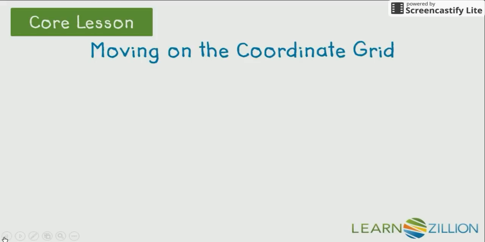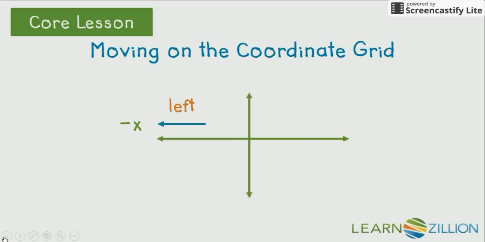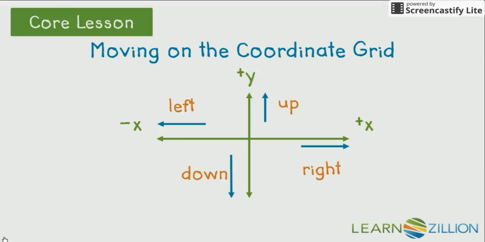When we move on the coordinate grid, we move in positive and negative directions. When we go left, that is in the negative x direction. When we go right, that is in the positive x direction. Up is in the positive y, and down is in the negative y.